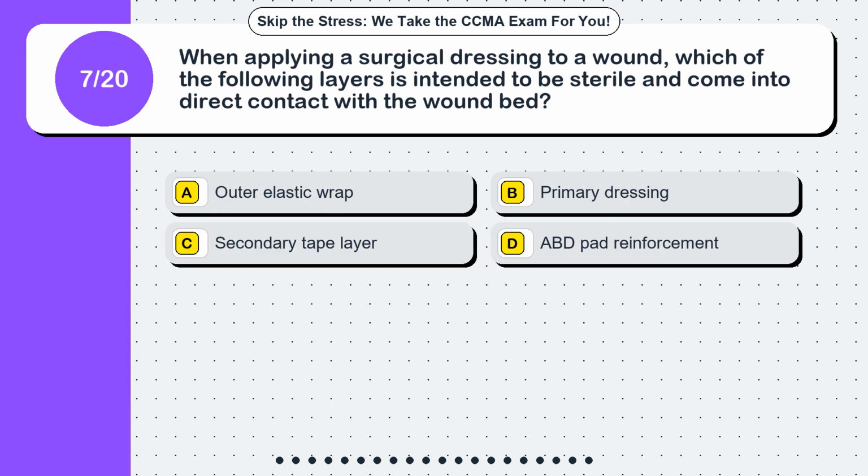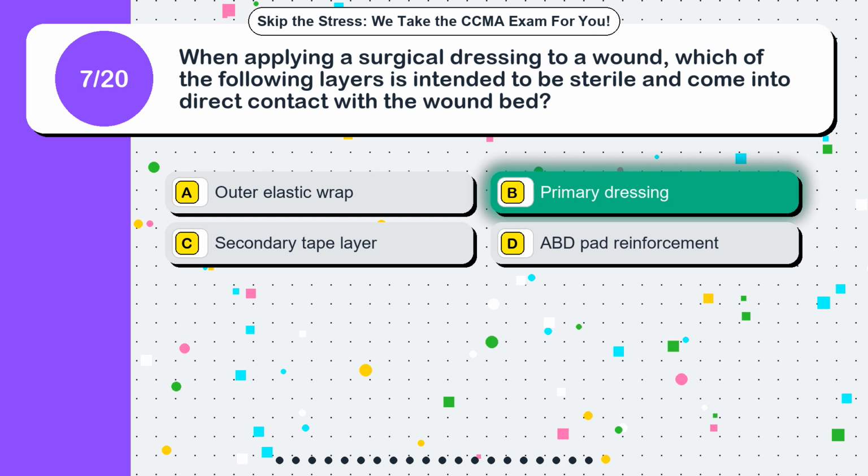Question 7. When applying a surgical dressing to a wound, which of the following layers is intended to be sterile and come into direct contact with the wound bed? Option A, outer elastic wrap. Option B, primary dressing. Option C, secondary tape layer. Option D, ABD pad reinforcement. The correct answer is option B, primary dressing.